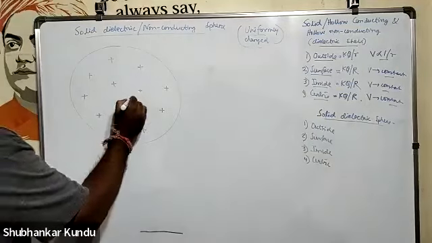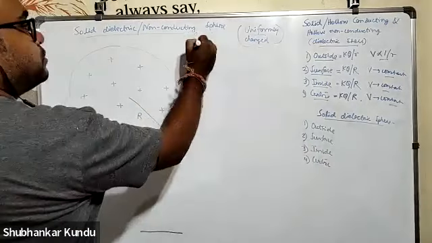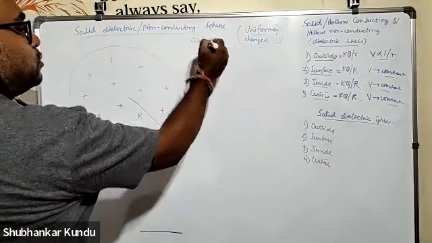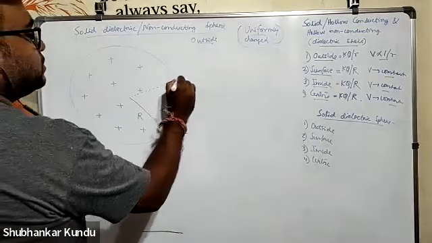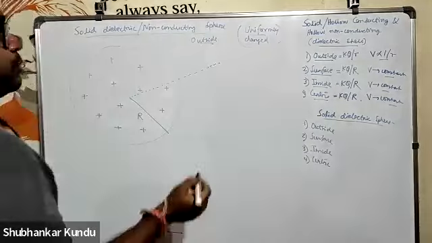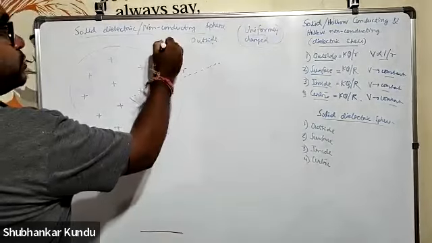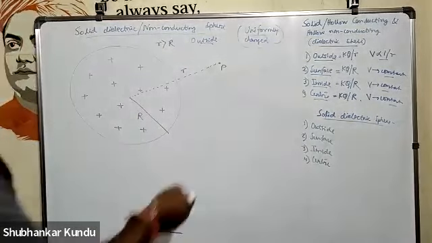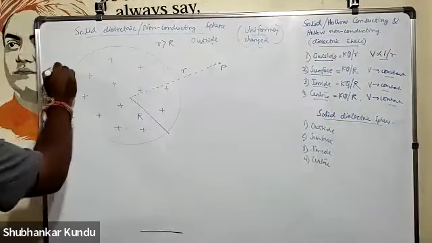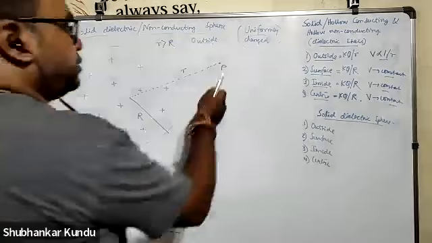Let the radius be R. The first case we'll be talking about is outside the sphere. Distance is always taken from the center. So let this be the distance, and let this be the point P, for an outside point where r is greater than R. The charge is plus Q on the volume of the sphere. We're asked to find the potential at P.